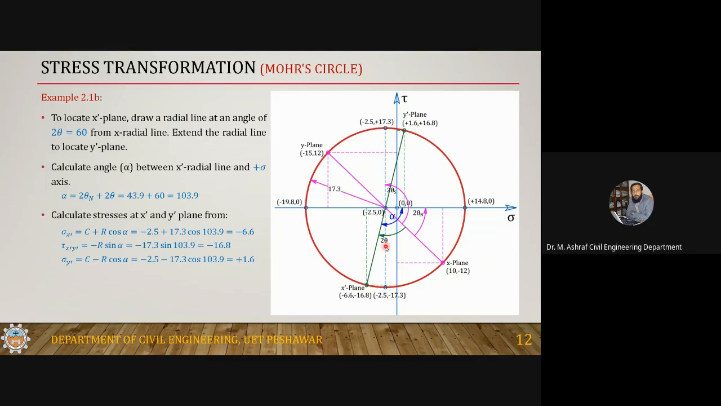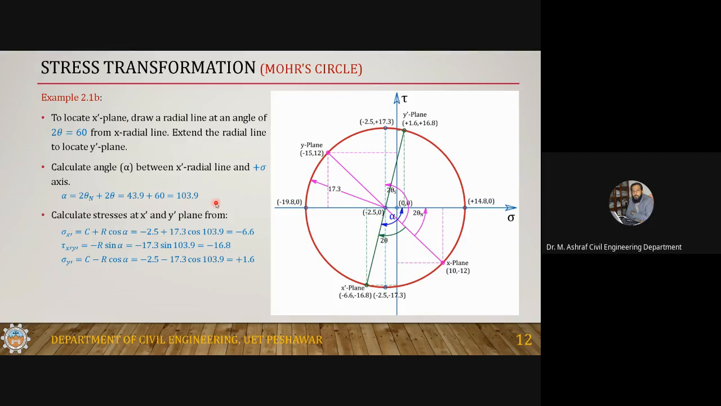Okay. Now, how to get the coordinate of this plane? For the coordinate, you need the angle between the positive normal and the required plane, the radial line with the required plane. This angle is alpha. Since 2 theta n is known to you, and 2 theta is known to you, alpha will be 2 theta n plus 2 theta, and forget about the sign. 43.9 plus 60. The sign you can see automatically. So this alpha angle is 103.9.